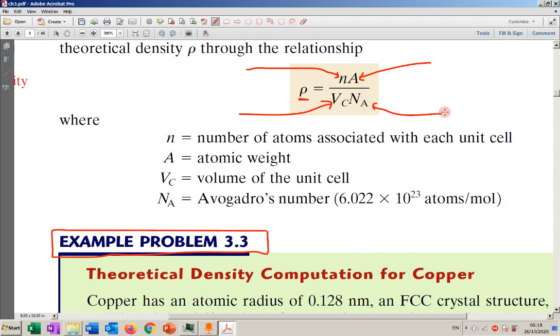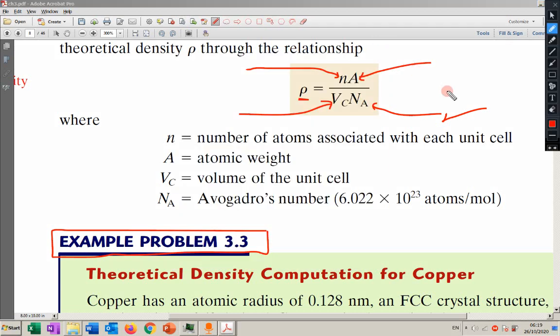Now Na is constant, no problem at all. Na is constant, it doesn't matter which element you have, it's still Na. So it means that if you want to calculate theoretical density, you need the element. Why? Because in order to get A, which is atomic weight, we need the element. If I don't know the element, I don't know atomic weight. So the first thing we have to know is the element. This is one, which is going to give me A.